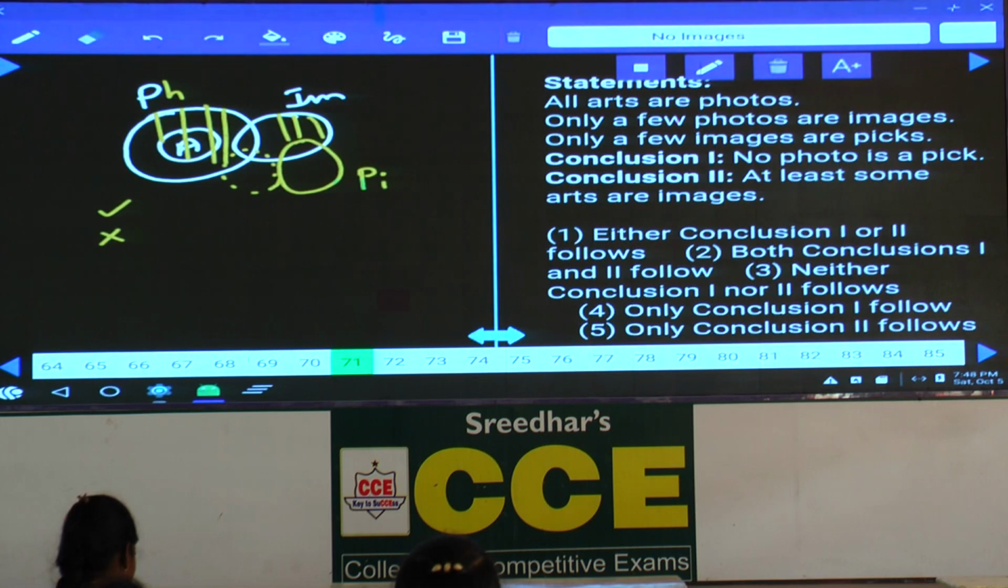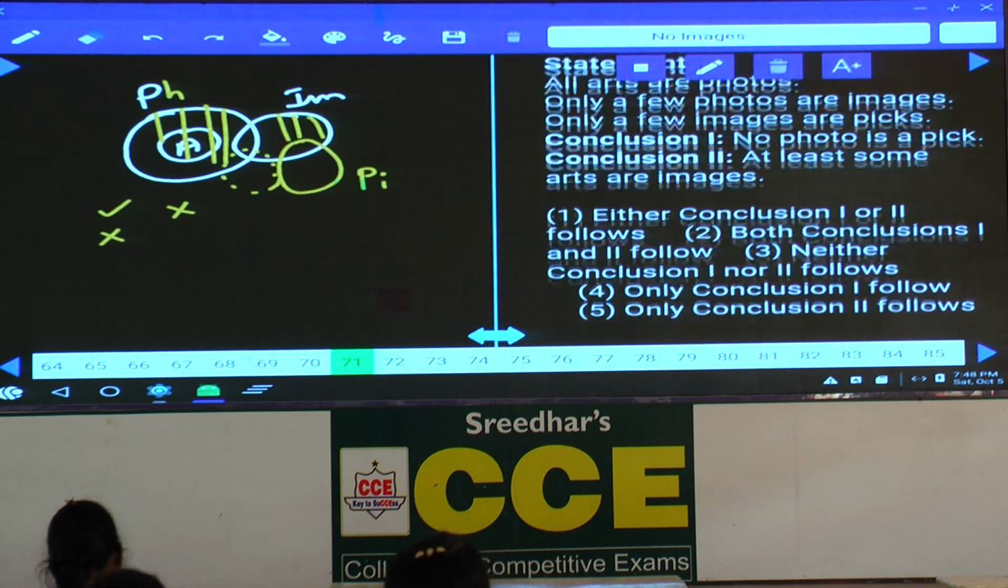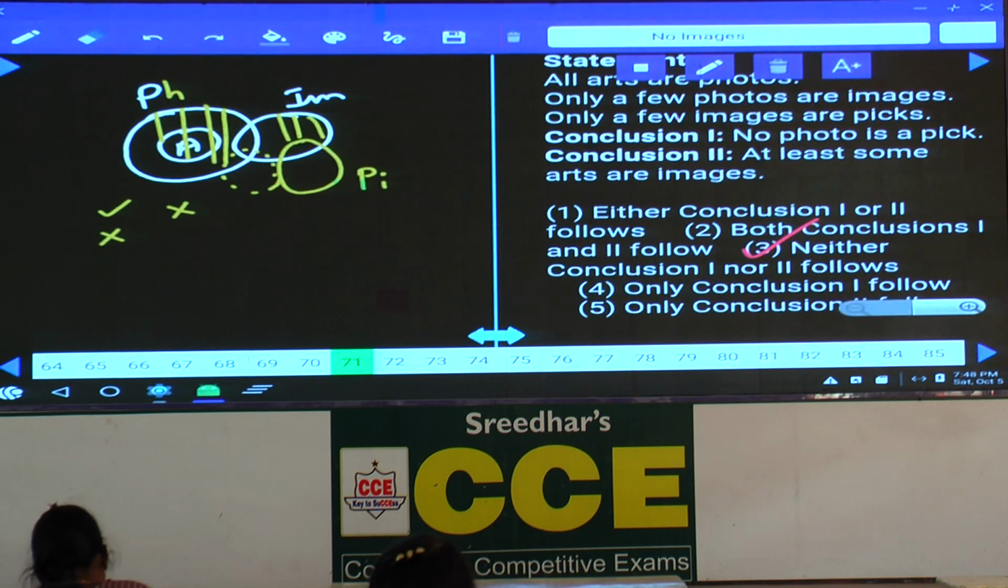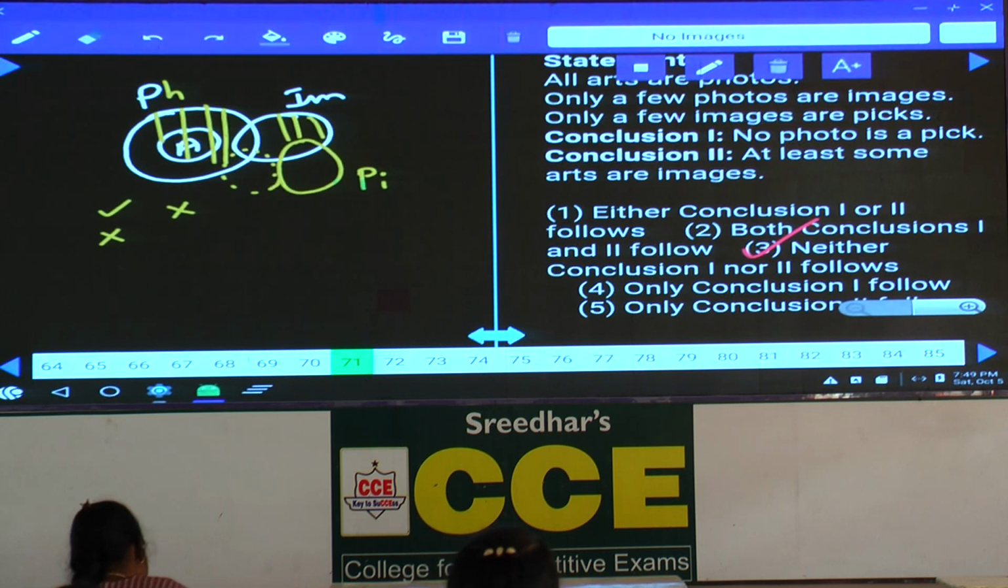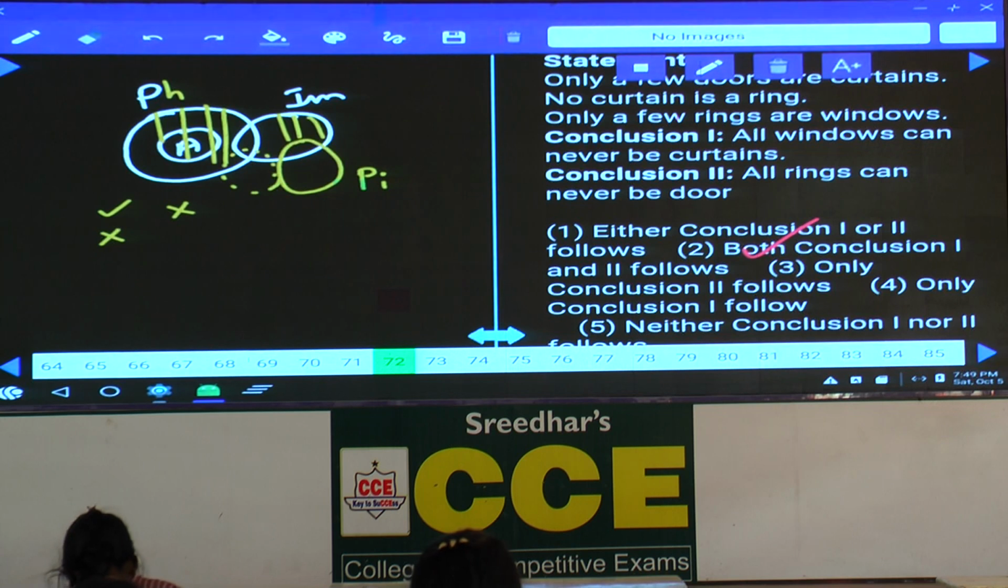Then coming to the second: some arts are images. As of now it is false, isn't it? Then what is your answer here? Neither 1 nor 2, and it is given in choice 3. Clear? Neither 1 nor 2, choice 3 is the answer. That was 71. Then coming to question number 72.